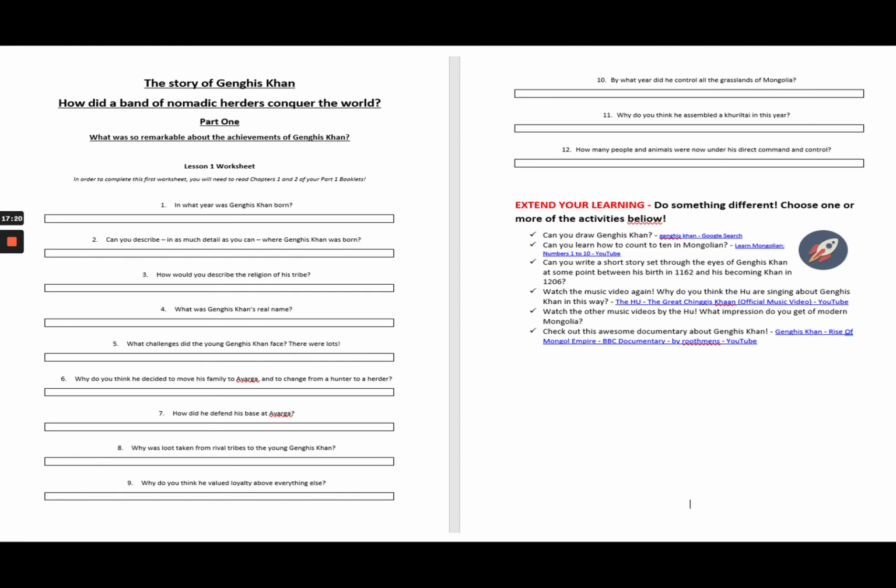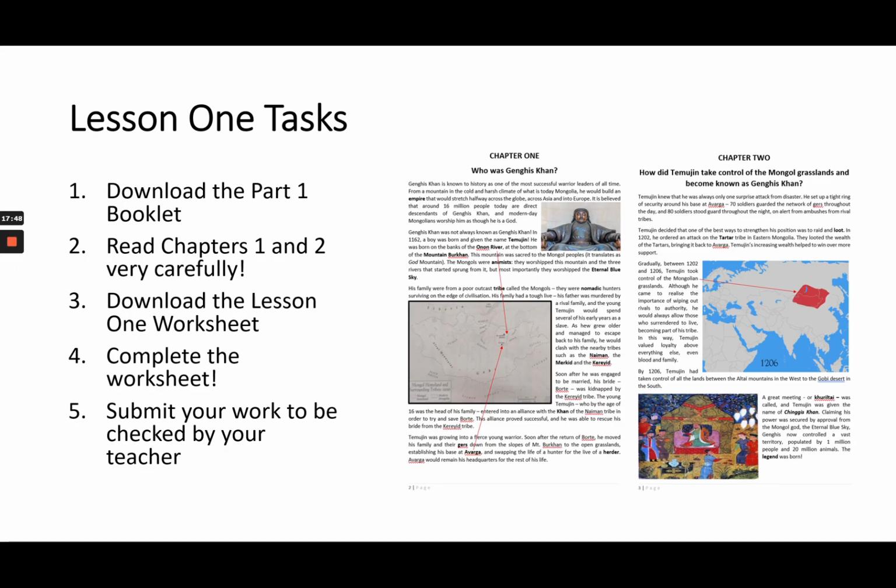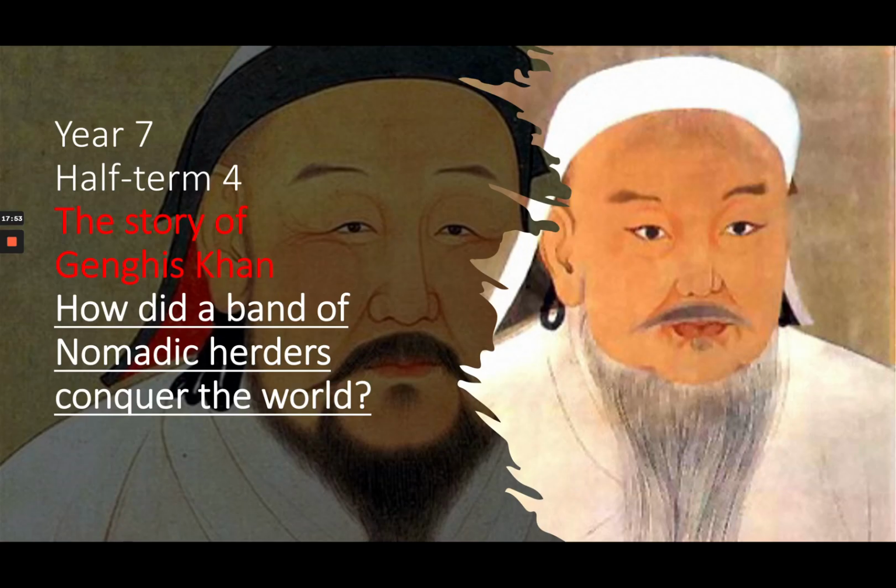And then there are some challenge activities, some extending your learning, creative activities. We want to give you the opportunity to do something different, even get away from your screen to extend your learning about Genghis Khan. So you can choose one of those extension activities as well. They're supposed to be quite fun, quite entertaining, to give you an opportunity to do something different. And then once you've completed your worksheet, submit it on Teams to be checked by your teacher.